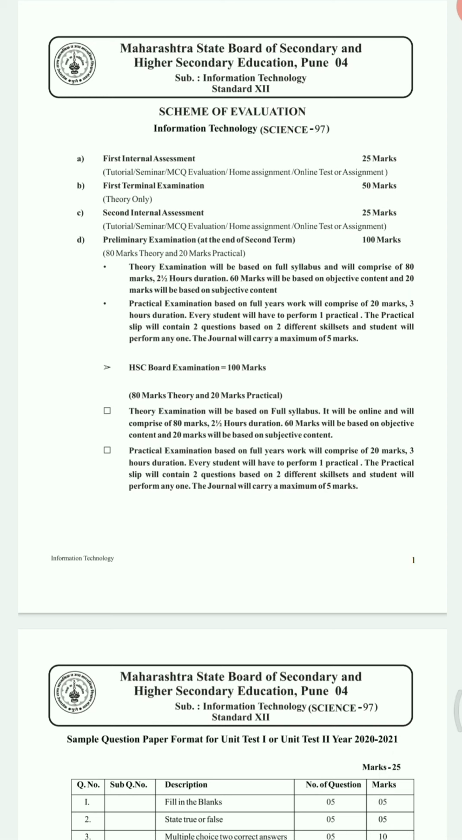Next is the second internal assessment. Again it will be for 25 marks. You'll have MCQs in it, or you will get home assignments, or there will be an online test or online assignment.